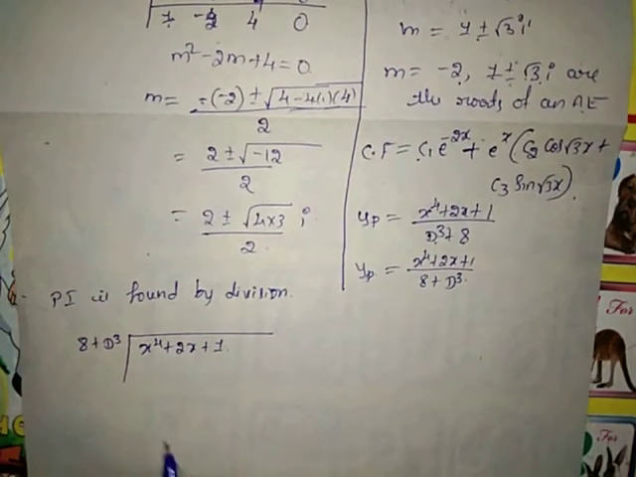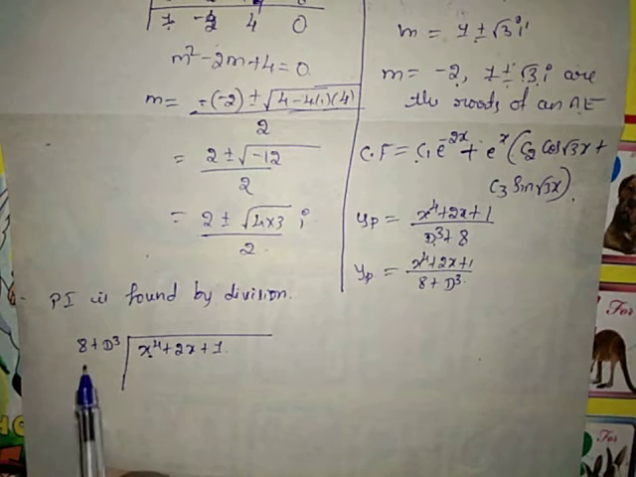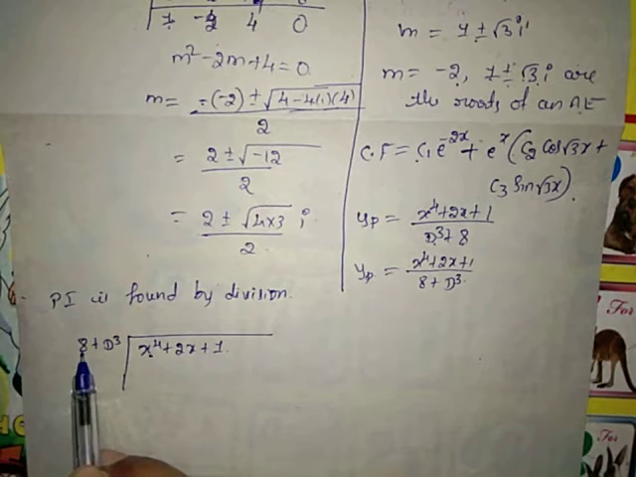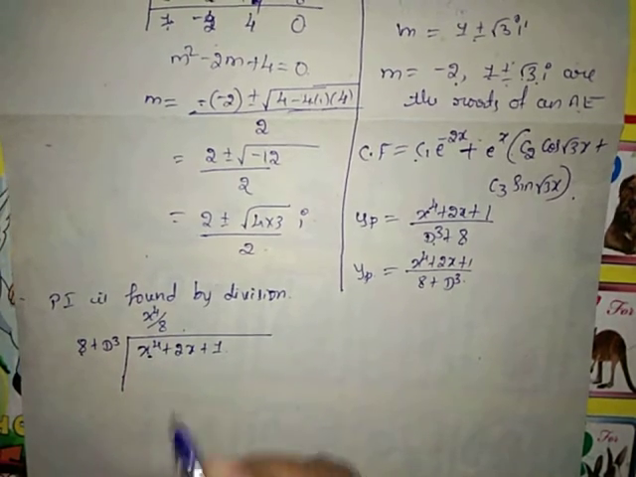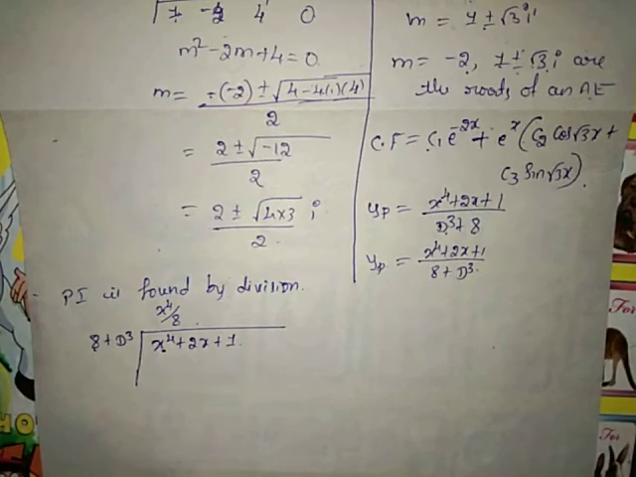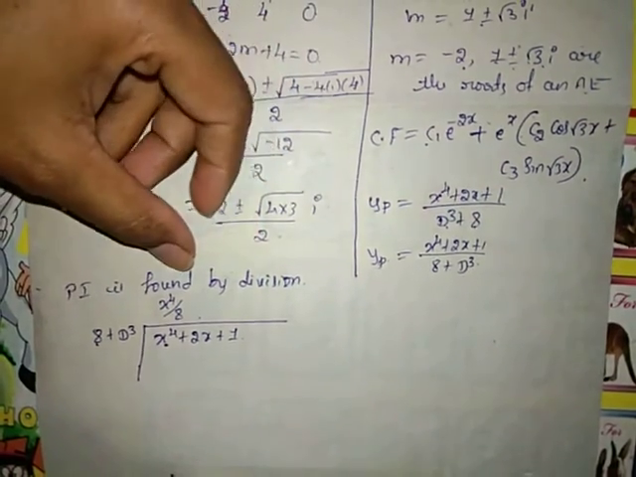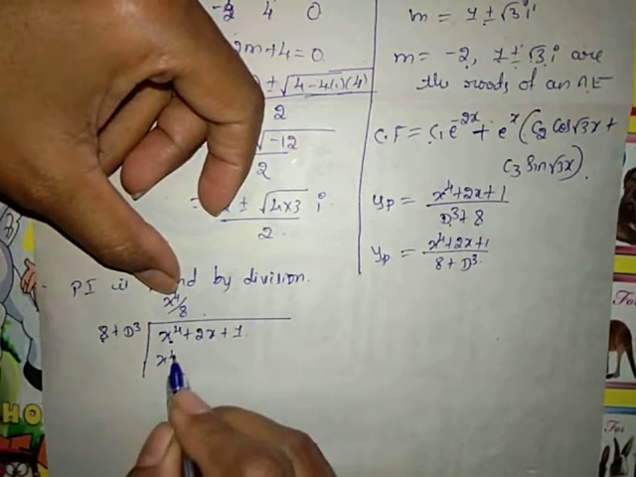As I told, to find the quotient, divide the first term of the function of x by the first term of the function of D: x raised to 4 by 8. So x raised to 4 by 8 is our quotient value of the equation. Now 8 into x raised to 4 by 8, the 8 cancels, giving x raised to 4.